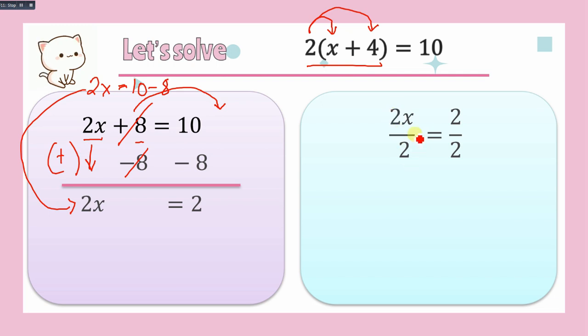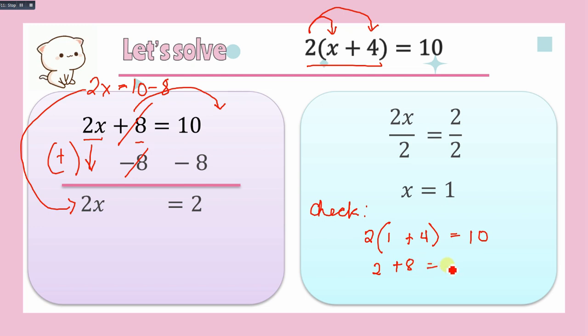If you check by substituting the value of x, we have 2 times the quantity of 1 plus 4 equal to 10. So 2 times 1 is 2, and 2 times 4 is 8. Then we have 2 plus 8, that will equal 10, meaning we have the same, correct, balanced solution.